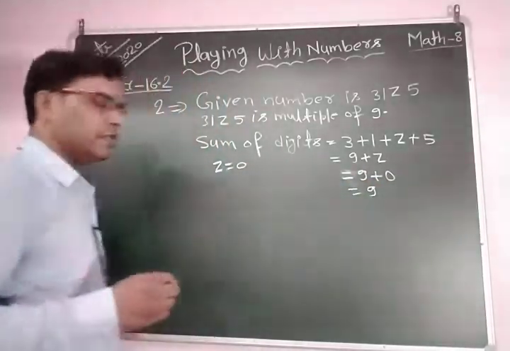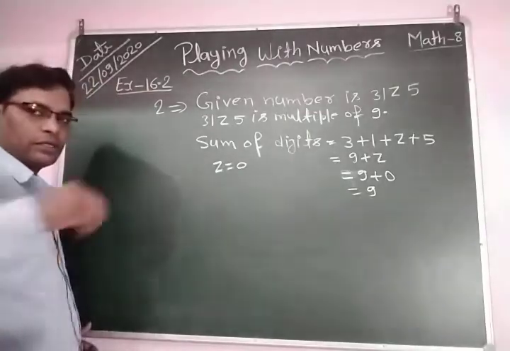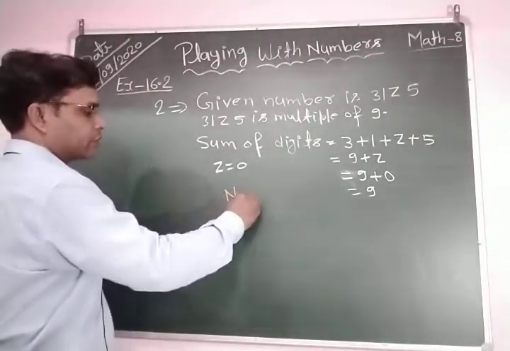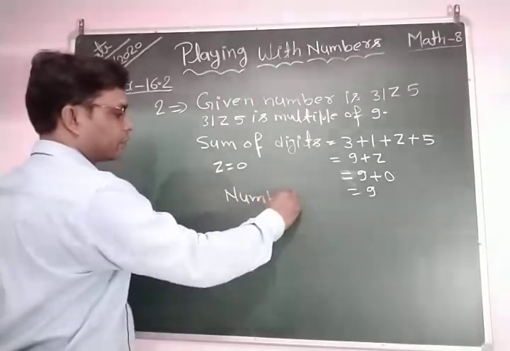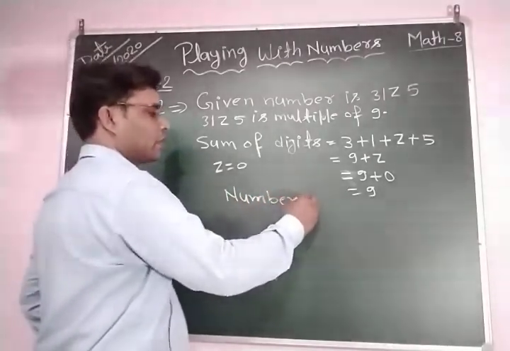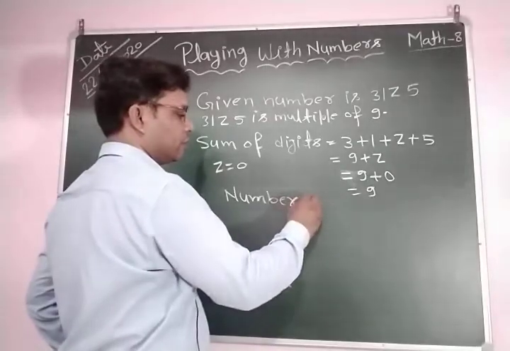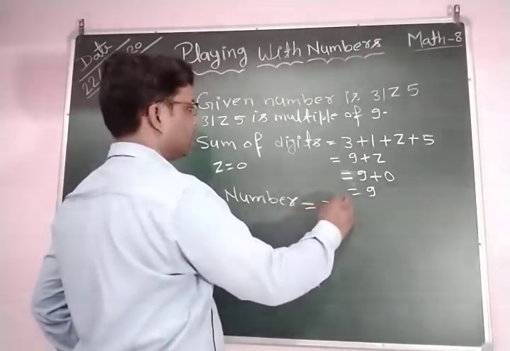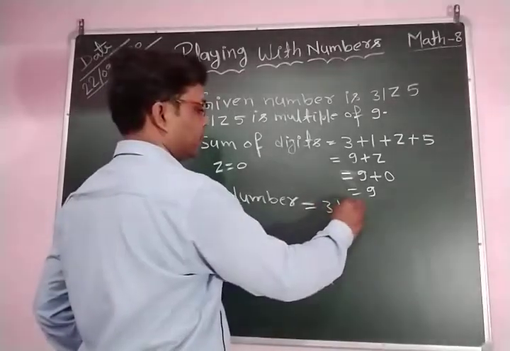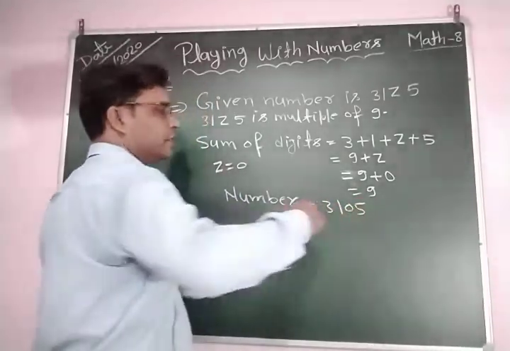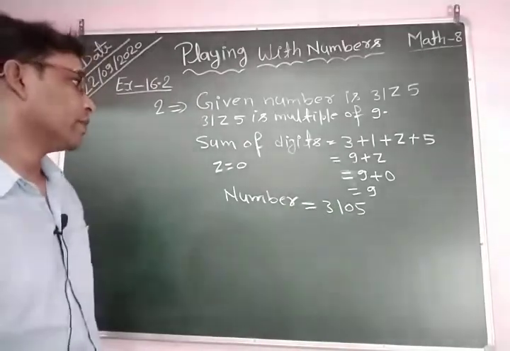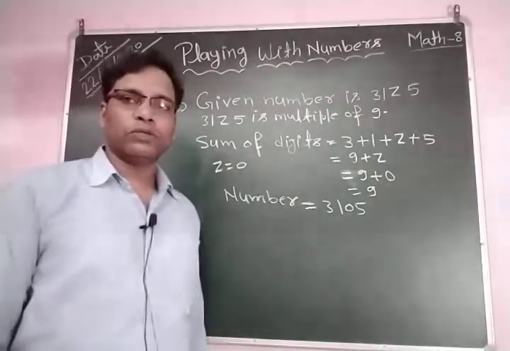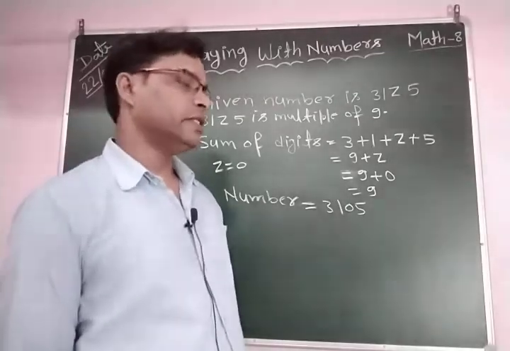Okay, so our number becomes, if you take Z equal to 0, 3105. Here we replace Z by 0. And for another value, if we take Z equal to 1, 2, 3, 4, 5, 6, 7, 8.